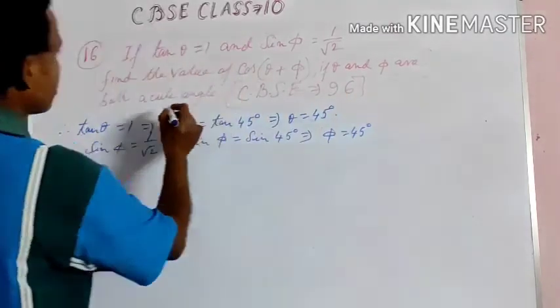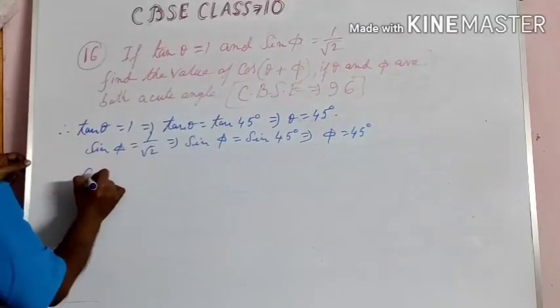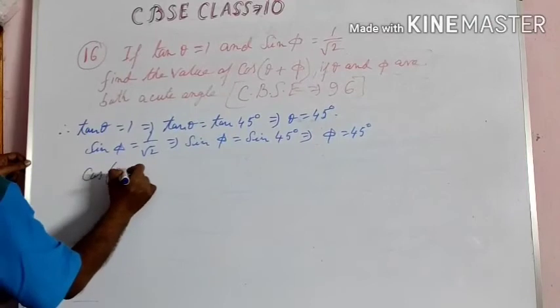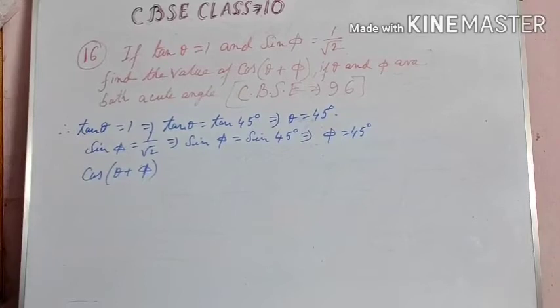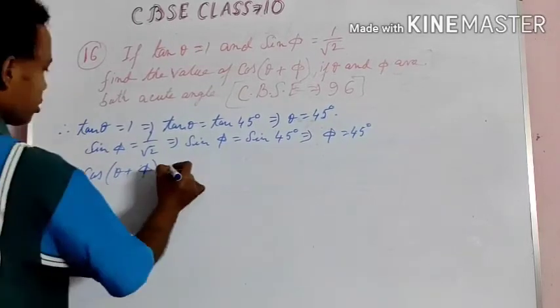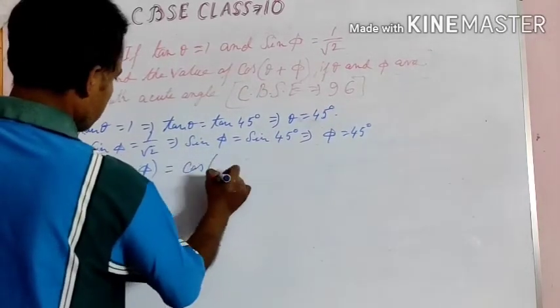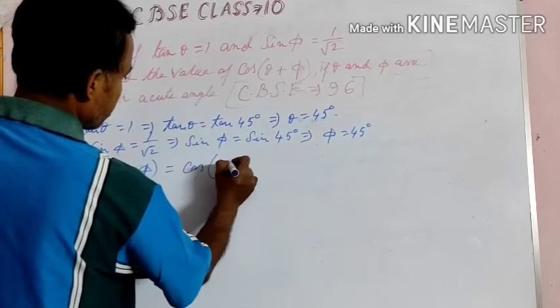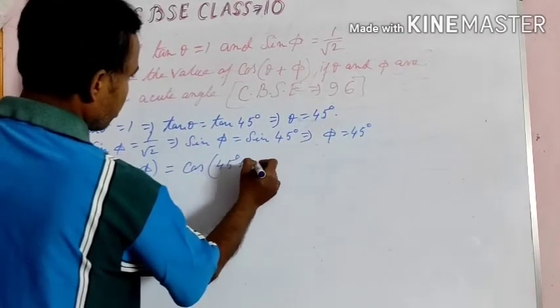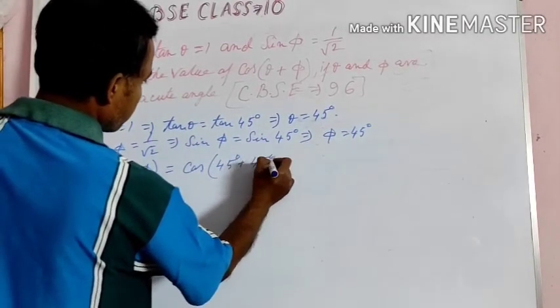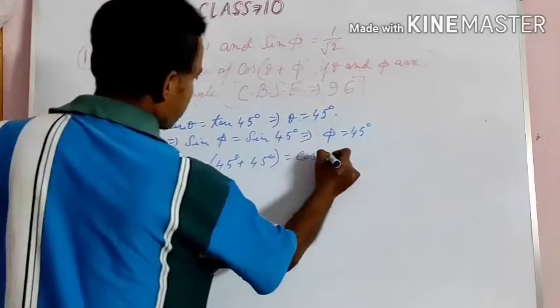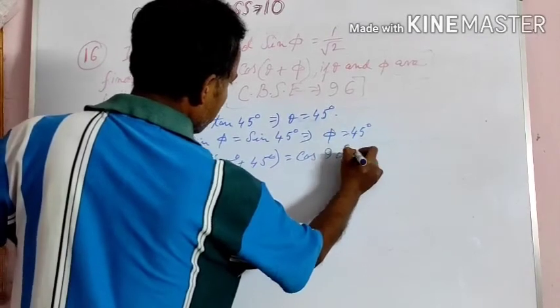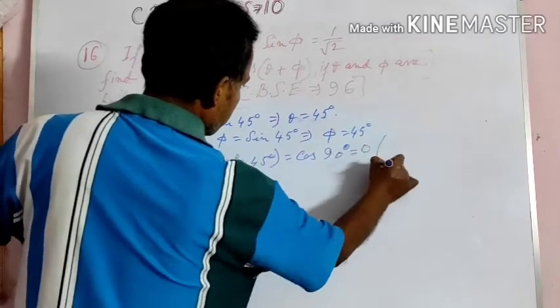So you have to find out cos (theta plus phi). Put the value of theta and phi, you will get the ultimate result. Cos theta means 45 degree and phi means also 45 degree, is equal to cos 90 degree. So cos 90 degree is equal to 0. This is your answer.